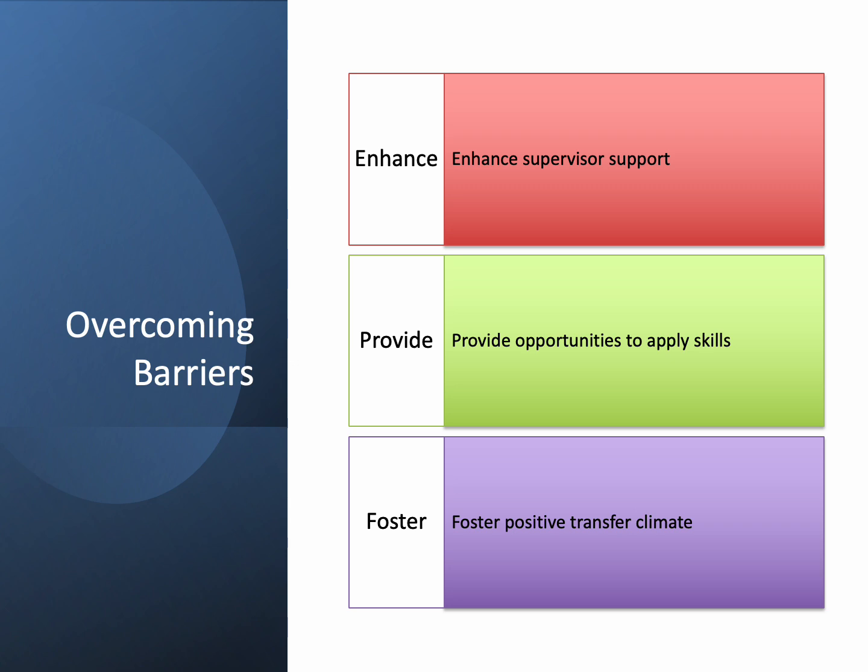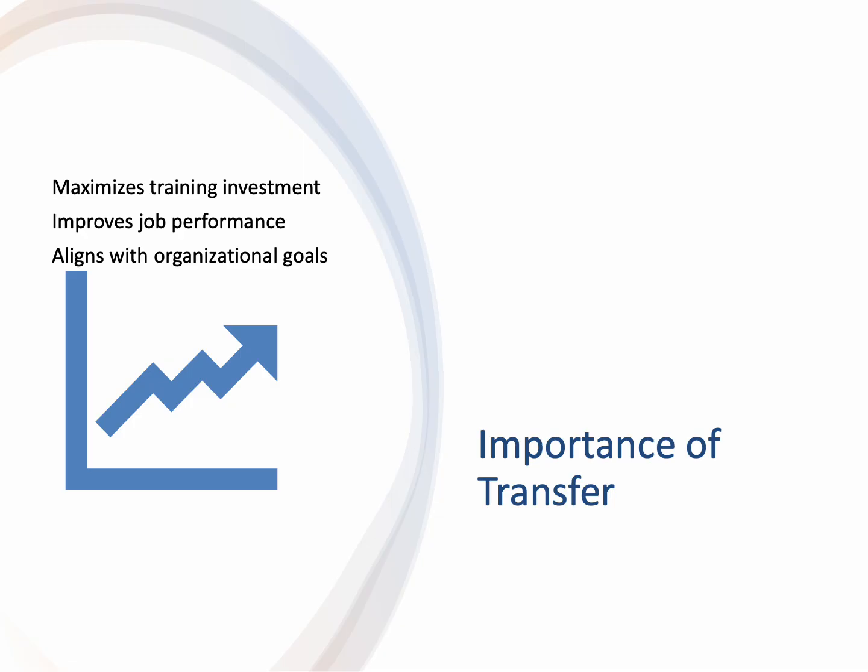Overcoming transfer barriers involves enhancing supervisor support, providing opportunities to apply skills, and fostering a positive transfer climate. For example, regular feedback from supervisors reinforces training. As we discuss this, consider how to address barriers in your industry. In fields like education or construction, these strategies ensure skills are applied, improving performance and ensuring training aligns with organizational objectives.